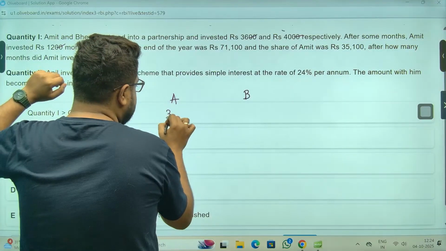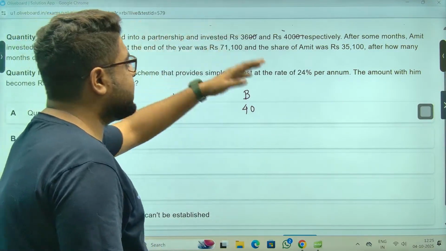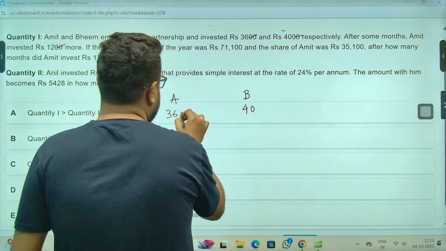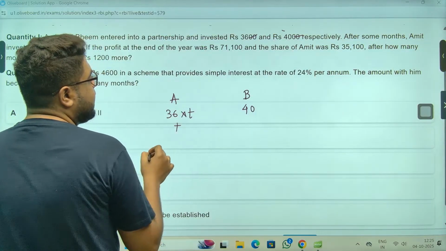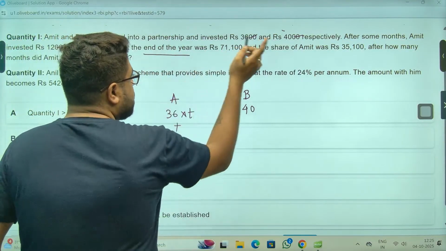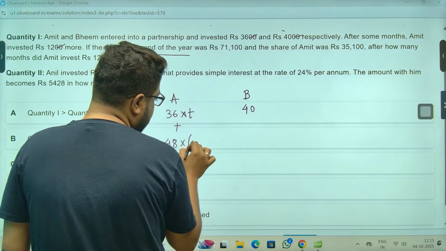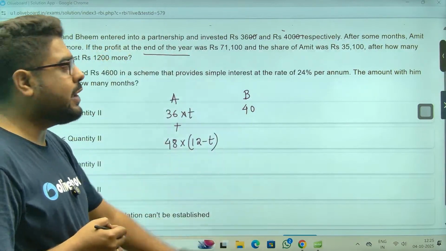Sir, Amit invested 36 rupees. Bhim invested 40 rupees. After some months, Amit invested 12 rupees more. I don't know how many, so let's say after T months. So this was there for T months. And the end of the year, meaning total, was 12 months. So total again 12 rupees more, meaning it became 48 rupees, for how many months? 12 minus T months. Because total business was there for 12 months.